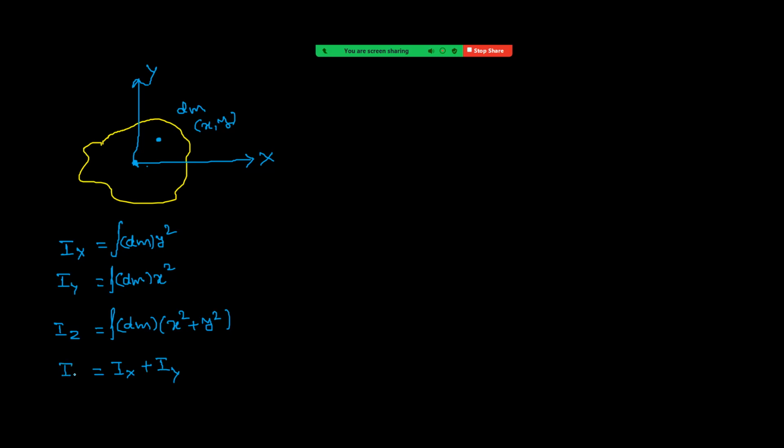This is what we call the perpendicular axis theorem. That means if you are taking a body in one plane, let us say the xy plane, then Iz equals Ix plus Iy. This is known as the perpendicular axis theorem. Let us see how to apply this.